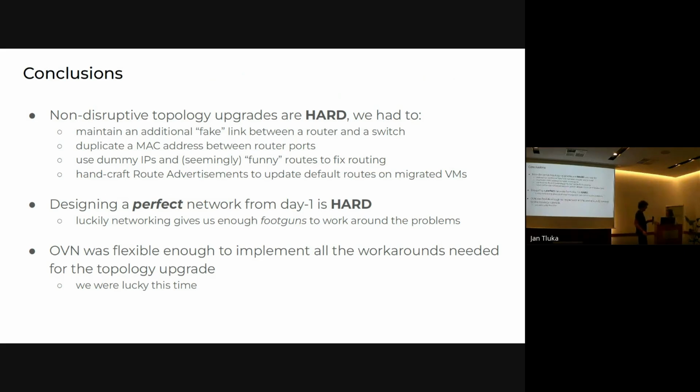I'll let Nadia conclude. Okay, so that wasn't even the full list of hacks, by the way, just the most fun ones. So the conclusions is non-disruptive topology upgrades are hard, but possible. And then designing a perfect network from day one is also generally hard, but also not always possible. And priorities and timelines always lead us to fun, obvious OVN-conf talks, as you have probably noticed. Yeah, and OVN was flexible enough to implement all the workarounds needed. So if you try to do maybe all the same things in the normal networking, I don't know if that's going to succeed, but OVN is good enough. So we are really happy with that.